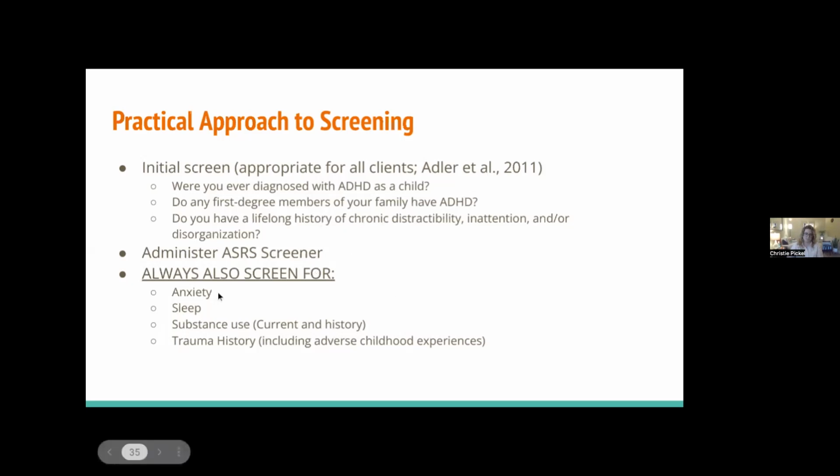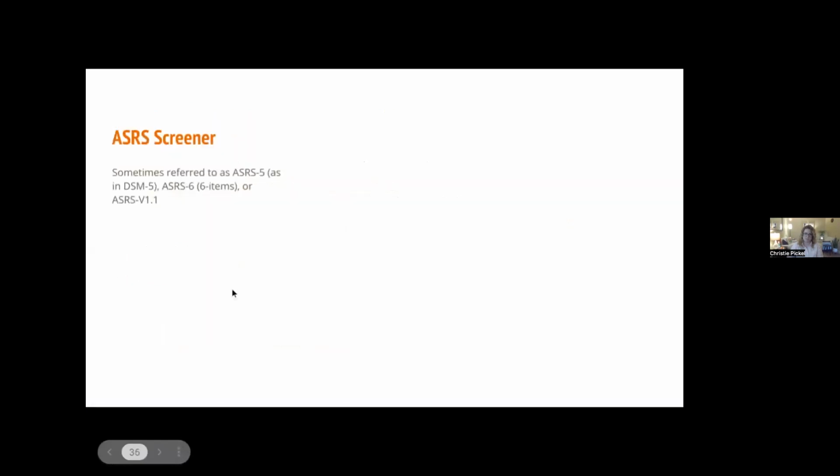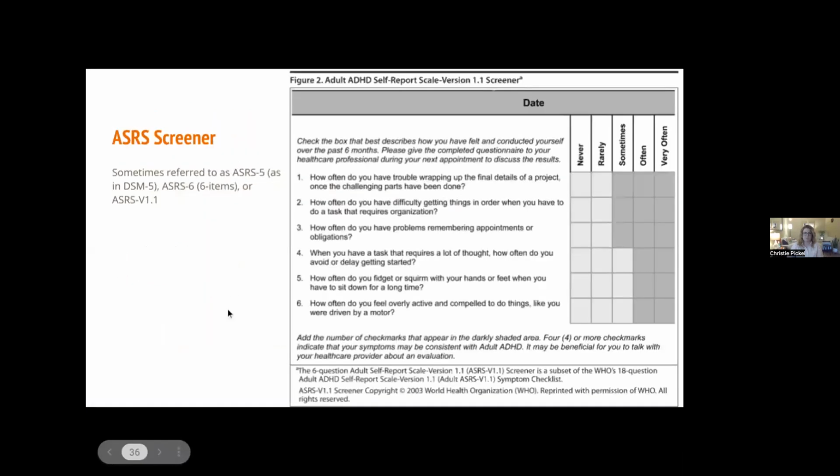And we want to screen for some of these other areas I touched on previously. I would also recommend administering a standardized screener to assess for ADHD. This is actually in the forms online, the ASRS. It's only 6 items. It's super fast. And 4 or more would indicate, okay, we want to take a little bit of a deeper dive here and see what's going on here.